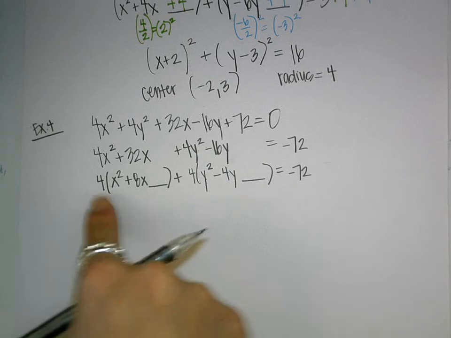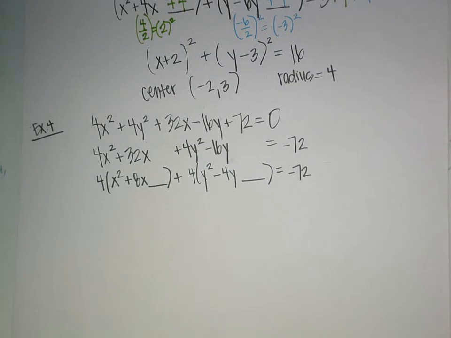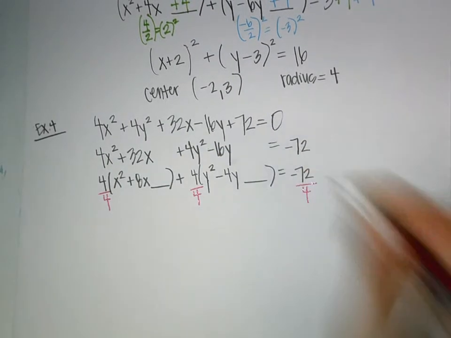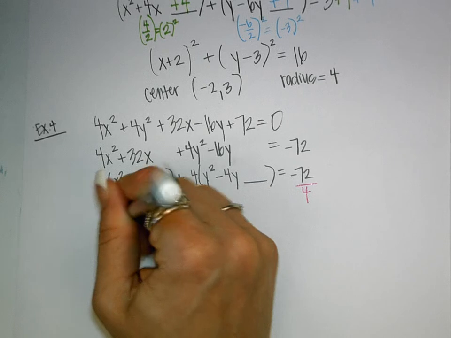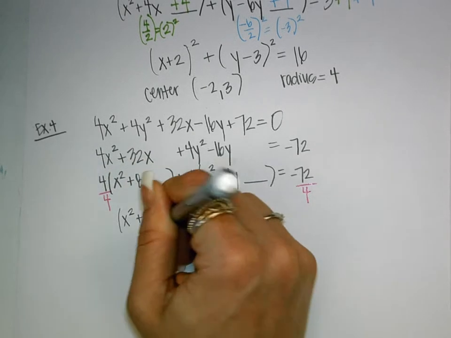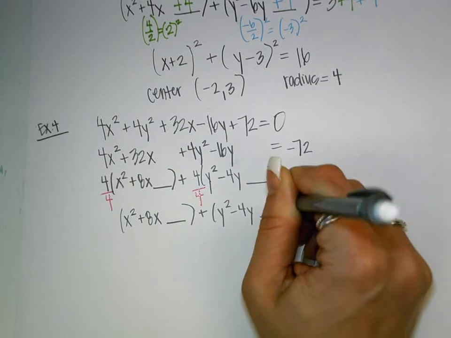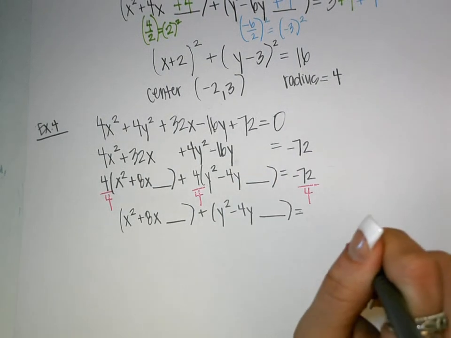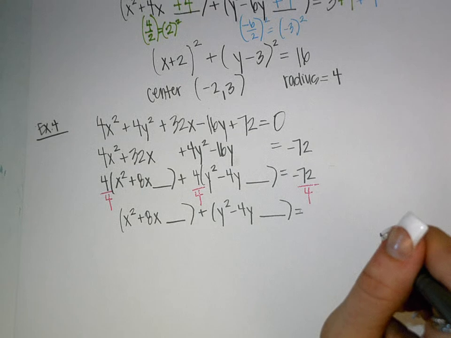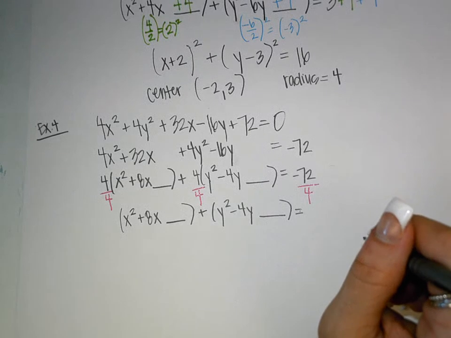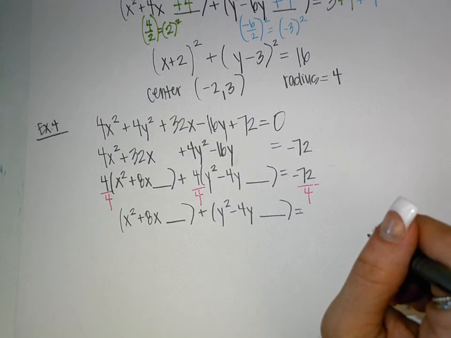Then, how would you get rid of the 4's in front? Divide them away. So divide away the 4's. You divide away the 4's, they eliminate, so we got x squared plus 8x. Leave your space, plus y squared minus 4y. Leave your space again. Negative 72 divided by 4. What's negative 72 divided by 4? You tell me.